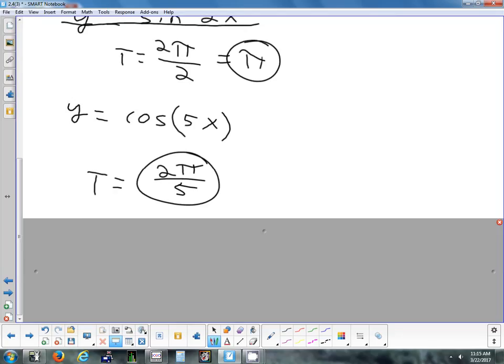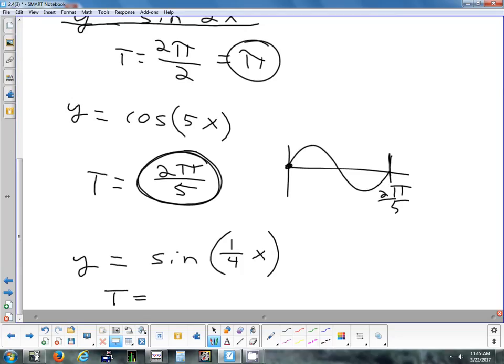So what this number tells you is if you were making a graph and your graph started at 0, this number is where it ends. That is the length of one period. So this graph would end at 2 pi over 5. If I was doing a sine function, we're doing a cosine, but same thing. It's always going to start at 0. This number tells you where it ends. It's the length of the period.